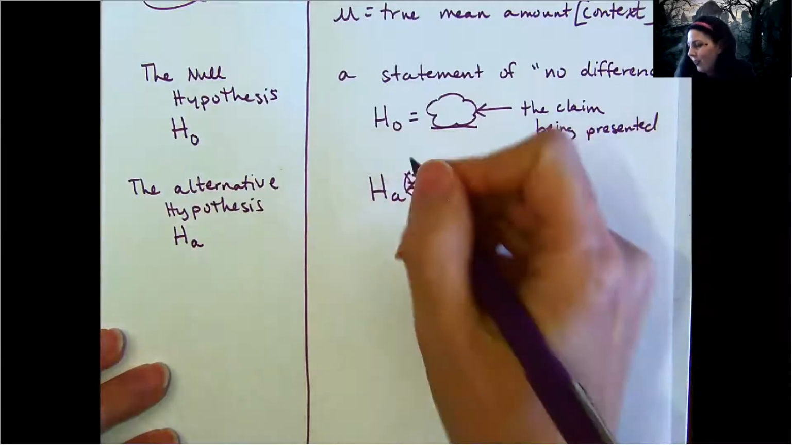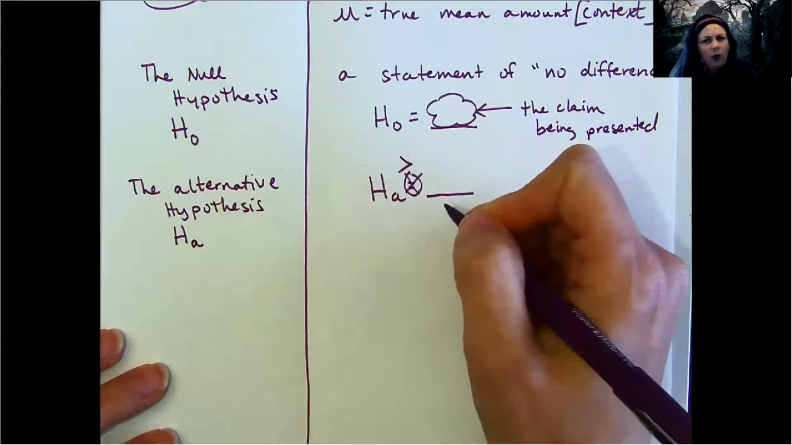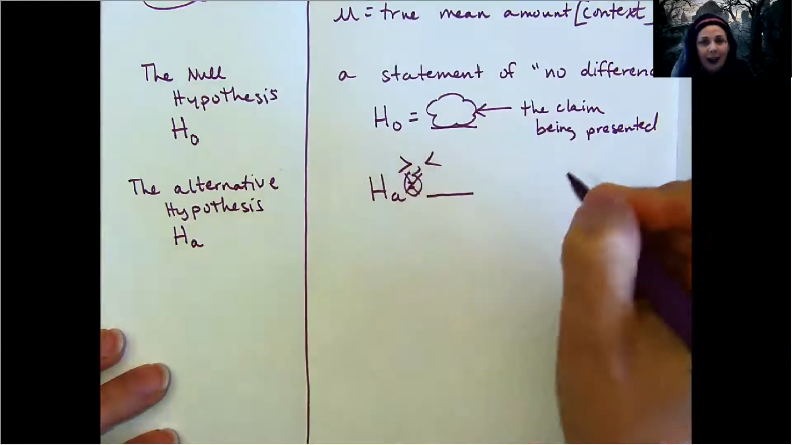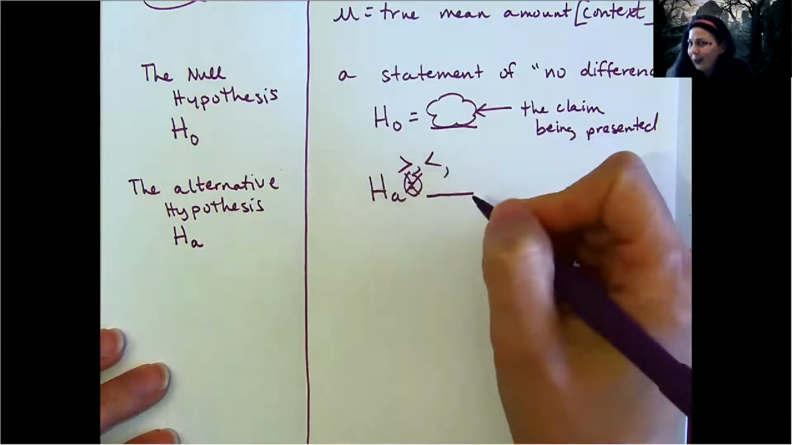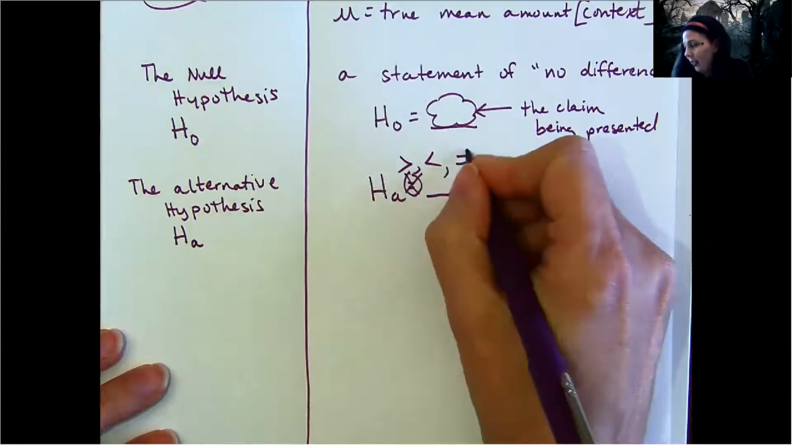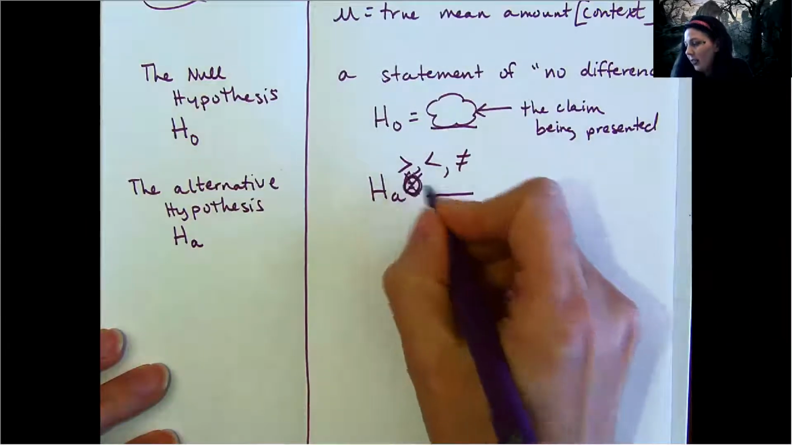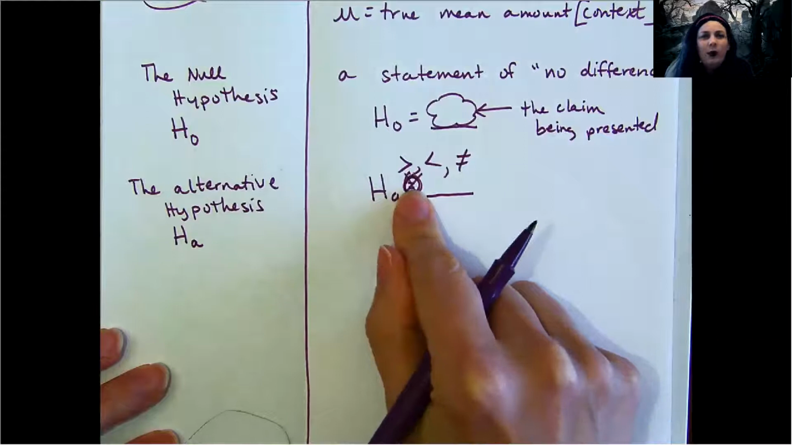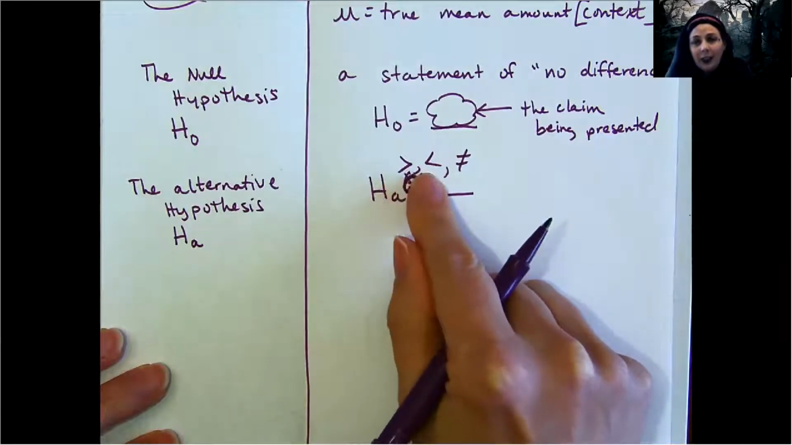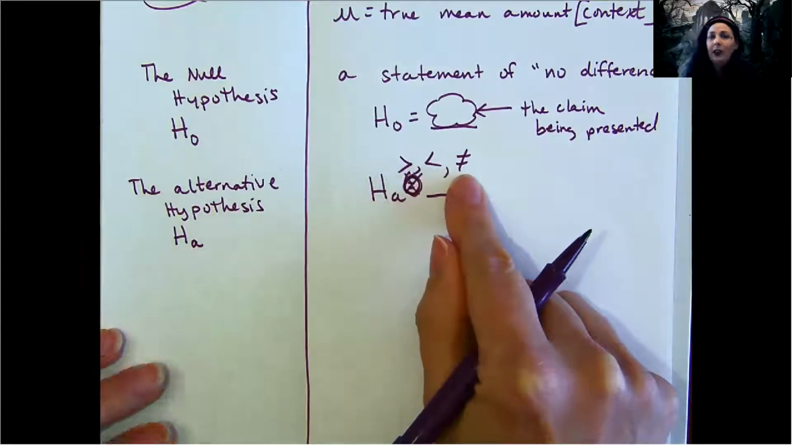And you're like, nuh-uh, we think it's more than that. Or maybe you think it's less than that. Or maybe, you know, I'm really not sure. Maybe it's more or less than that. So this symbol right here, we don't use equal. We use greater than, we use less than, or we use does not equal.